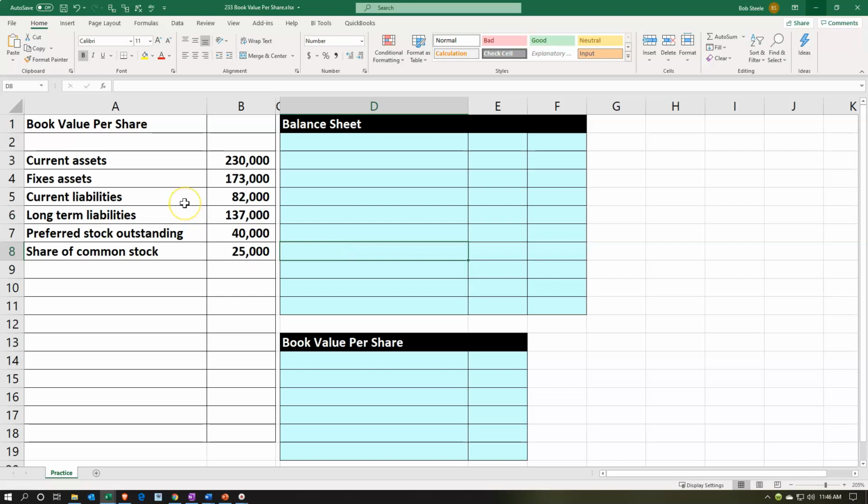We have some information to the left, allowing us to basically reconstruct the balance sheet, right? We've got the current assets, fixed assets, and then the current liabilities, long-term liabilities, preferred stock outstanding, and shares of common stock. We're going to assume here that these are all the balance sheet asset and liability accounts that we can use to create the book value of the balance sheet.